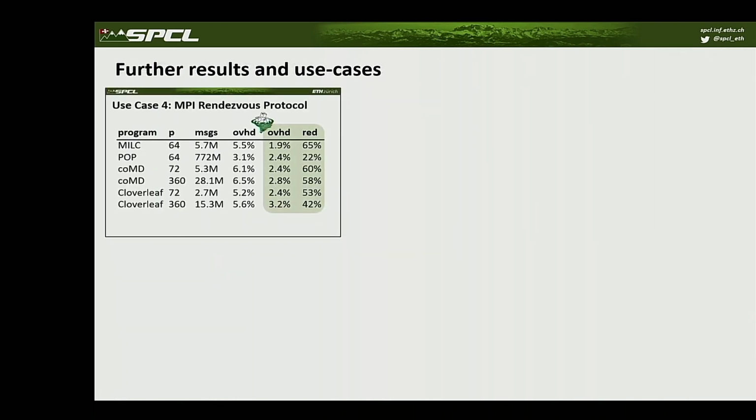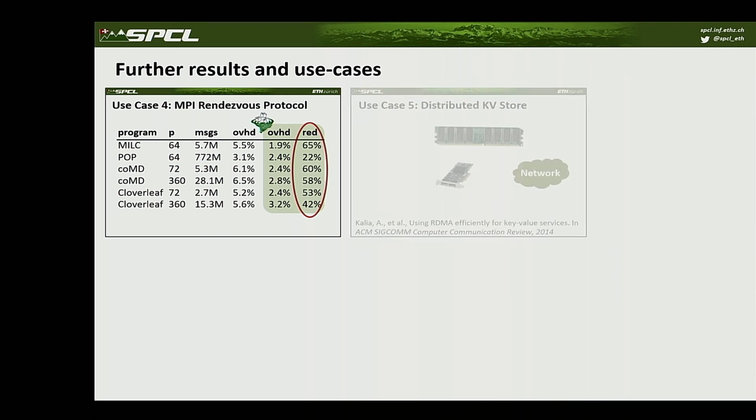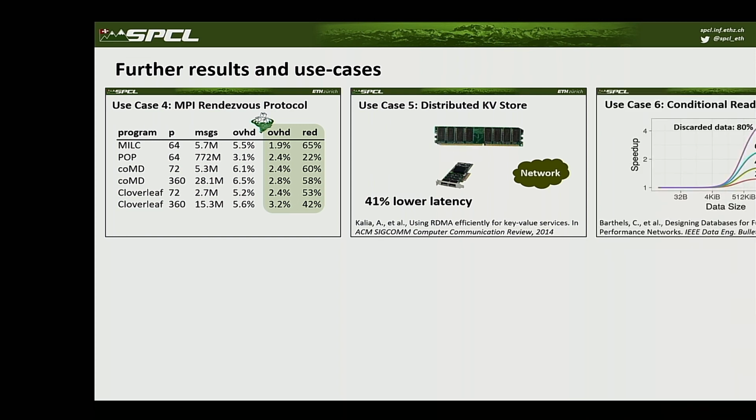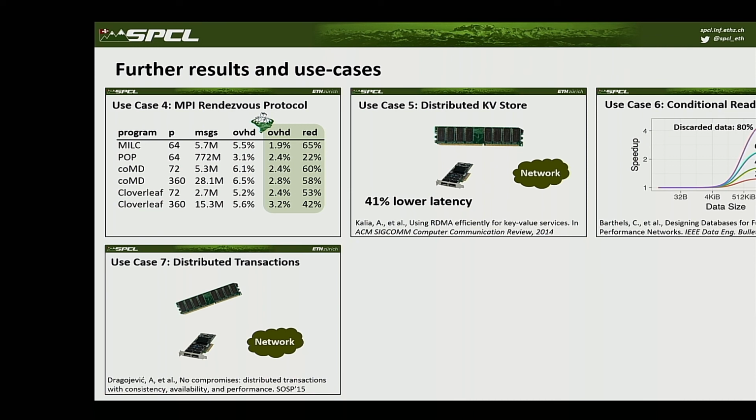So we have many, many different use cases. We can also accelerate the rendezvous protocol. I haven't talked about this. It gets much faster for communication. We can actually implement a full distributed key value store on the NIC, right? Because a key value store is quite simple. You just implement this on the NIC. 41% lower latency. You can have conditional reads to accelerate distributed databases like distributed MySQL, for example. We can have distributed transactions, which is quite nice.